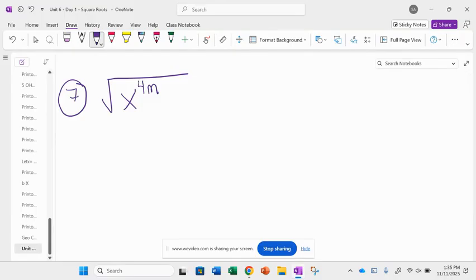Don't get scared by the variable. X to the 4m, we're going to do the same thing. 4m divided by 2 is what? 2m. That's it. So just x to the 2m.